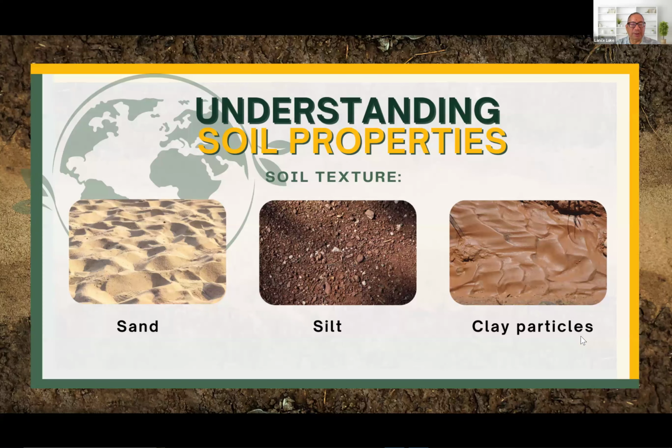Let's talk about understanding soil properties. There are different kinds of soil textures. You have sand, fine grains of sand. You have silt, which is grains of soil, but way bigger than sand. It could be tiny rocks, and then you also have clay particles. So there's sand, silt, and clay.